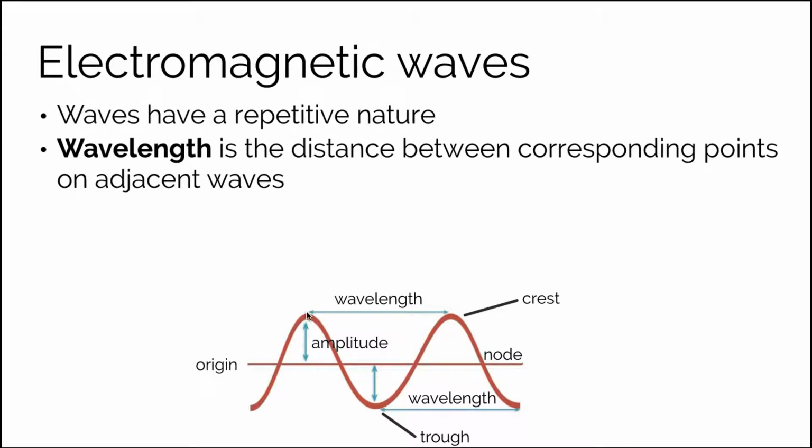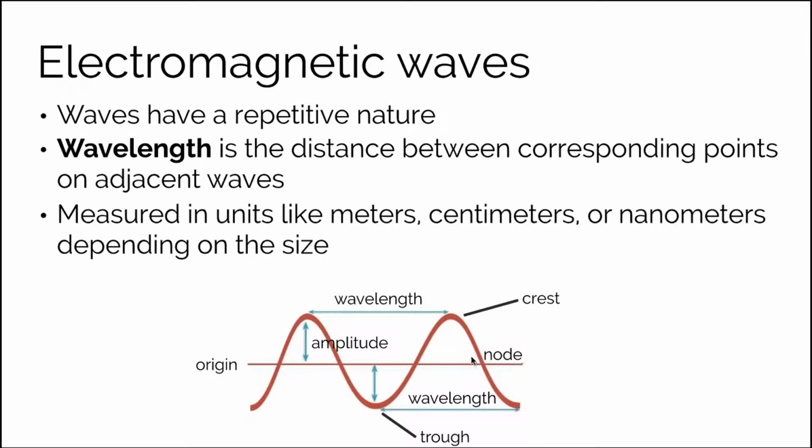And we can measure either from crest to crest to get our wavelength. We can measure from trough to trough to find our wavelength, or we can go from node to node to find our wavelength. And that distance will be the same every time, no matter if you're looking at a crest, a trough, or a node, as long as the 2 points are the same. And all these waves, we'll measure them in meters, centimeters, or nanometers. And so we're measuring the distance between the 2 points on our wave.